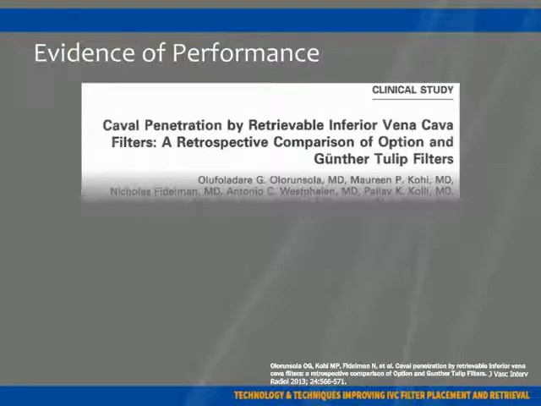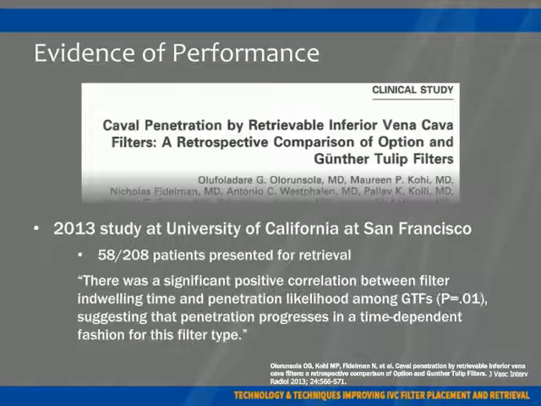So when we look at evidence of performance, again, this is the Gunther Tulip filter. This is from San Francisco with 58 patients that actually came out of 200. They showed that the longer the filter's in, the more likely it's going to penetrate and the deeper it's going to penetrate. We would all guess that if we were asked. But again, if you plan on taking your filter out, with some of these filters, the quicker you get them out, the better you are. So one of our big challenges is to find filters that we can retrieve long-term, not just past 90 days or past 60 days. And this is one filter that clearly the longer it's in, the less likely it's going to come out.